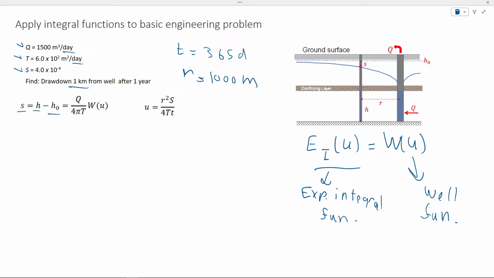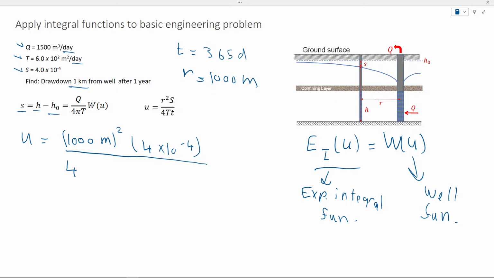So can we solve this problem? Yes, we can. The first step is to evaluate the u. So u is equal to r squared, that is 1,000. Let me put the units here just to make sure that the dimensions are matching. So this is squared, time, s, this is dimensionless, 10 to the power minus 4, over 4.